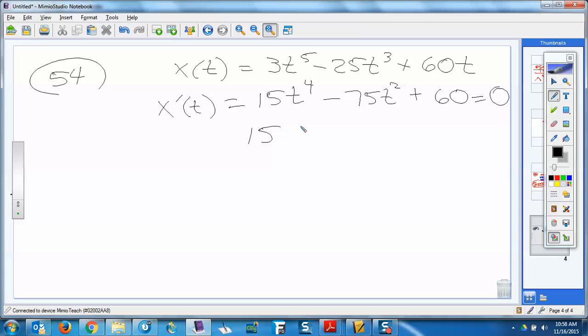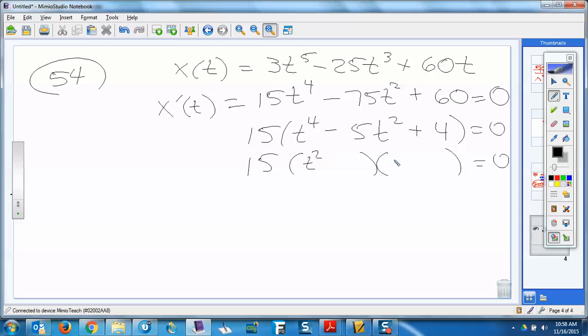Now 15 goes into all those. Oh, gee, t doesn't though. Shoot. So let's take out a 15. We get t to the fourth minus 5t squared plus 4. Oh, that makes it easier. Now we can FOIL that, right? This would be t squared and t squared, minus 1, minus 4. Minus 4 minus 1 would be minus 5. There we go. Okay? So when does 15 equal 0? Oh, never, so we can ignore that.